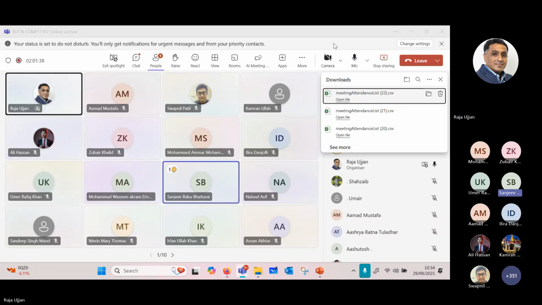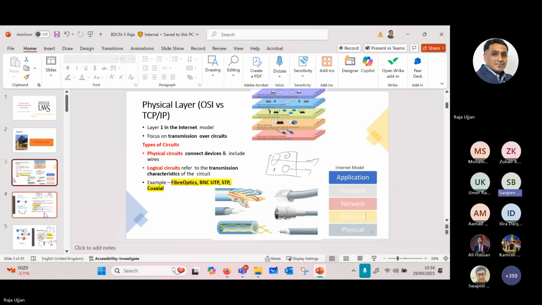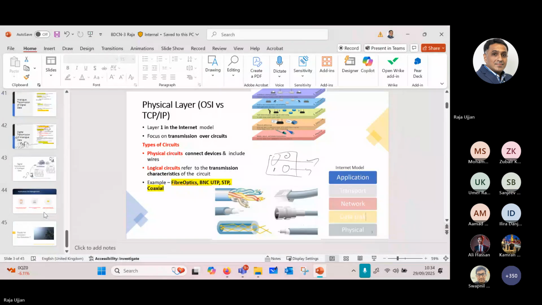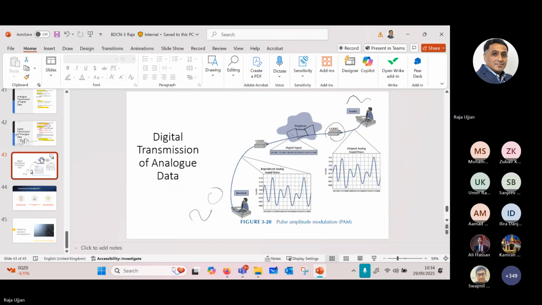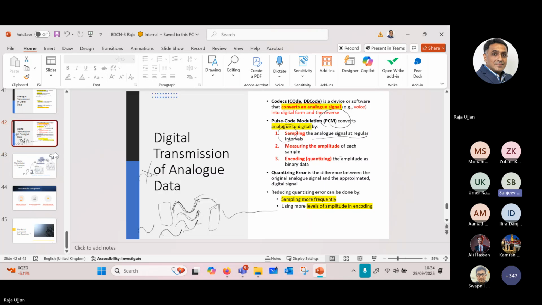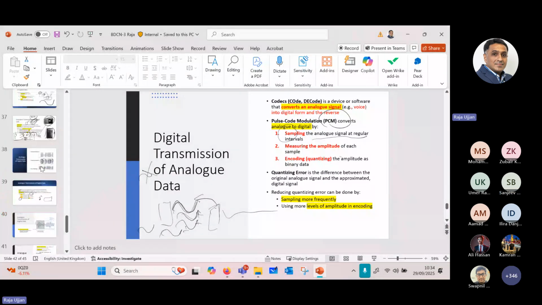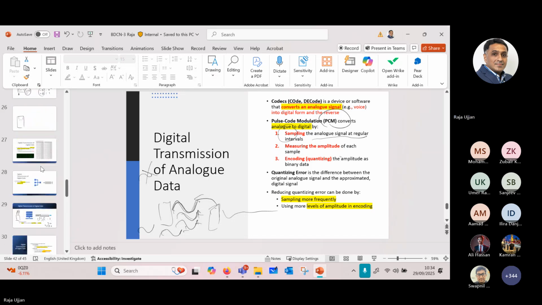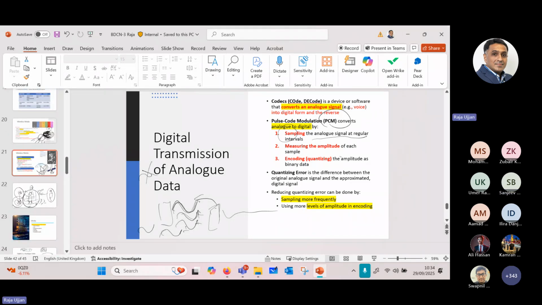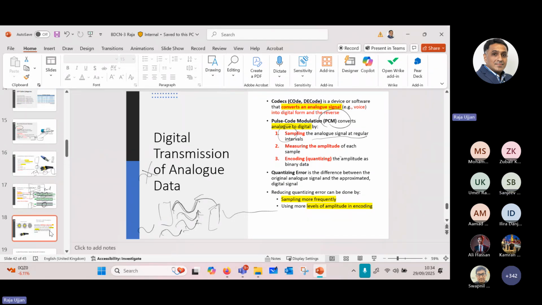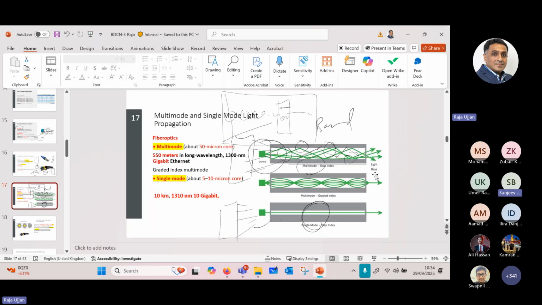Can you please go back to the previous slide where there were different types of optical cables? I'm not quite sure about the slide number, but optical cables. Yeah, optical cable is one of the very, very important things, so you have to be very, very careful. Single mode, multi-mode. So what is the difference between step index and graded index?